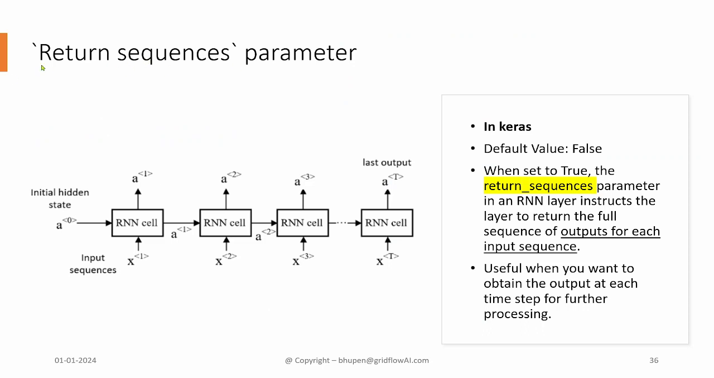So how we handle those activations in Keras is a parameter called return sequences. When you set return sequences equal to true, that's going to return the sequences, or the activation or hidden state, at each time step. And you're going to get back those here by setting return sequences to true. By default, it is set to false.